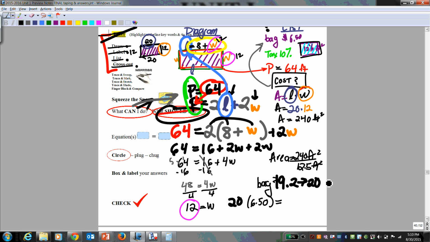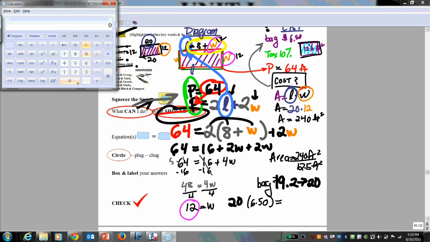So we're going to get our money here. 6 times 20 is going to be 120. And then half of that. So we have here 20 bags times $6.50. We're going to be spending $130.